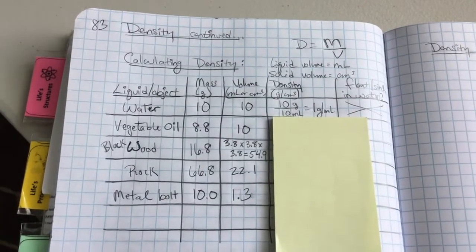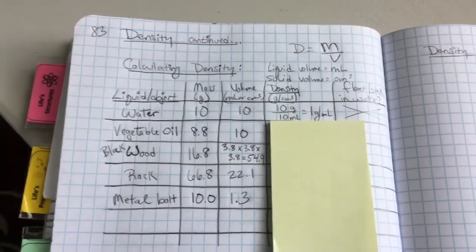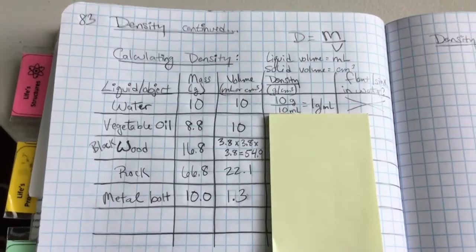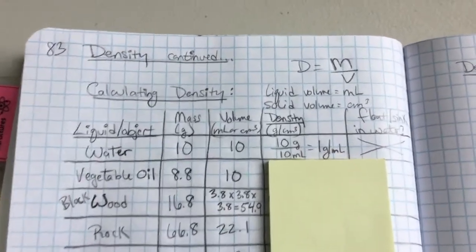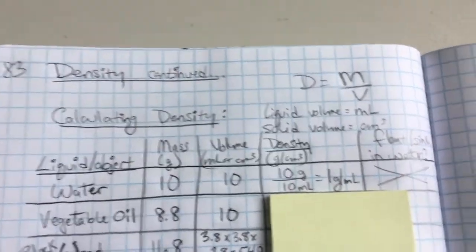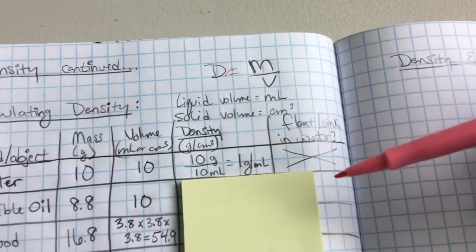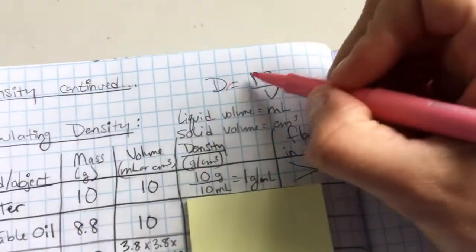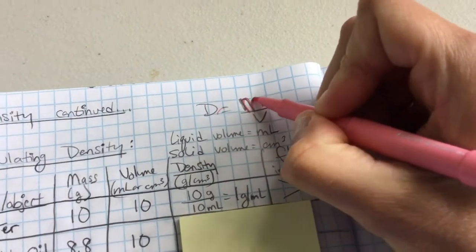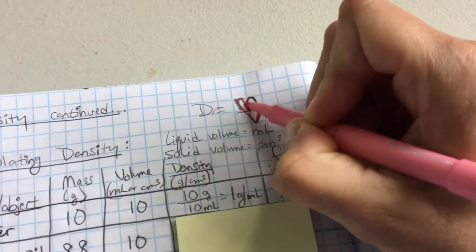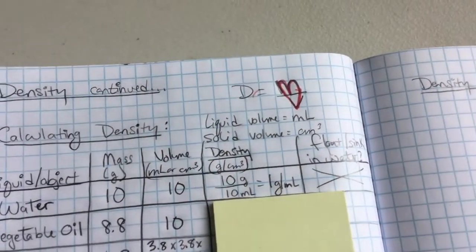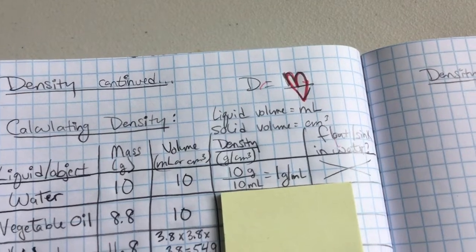All right, hello students. Now that you've watched the video of recording all of our data, we are going to calculate density. So you may have noticed that density equals mass over volume. I remember this because I love density, and we've got a heart here. The mass is the top of the heart, and then the V at the bottom kind of makes a heart. So that's how you can remember that density equals mass over volume.